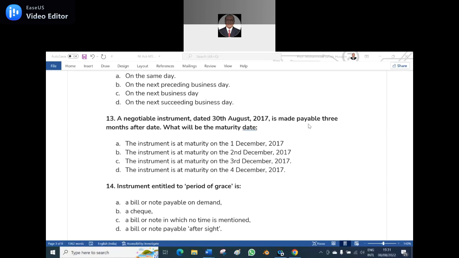Yes, sir. 13th question, a negotiable instrument dated 30th August 2017 is made payable 3 months after date. What will be the maturity date? Option A, the instrument is at maturity on the 1st December 2017. Option B, 2nd December 2017. Option C, 3rd December 2017. Option D, 4th December 2017. Option C. Yes, option C is the correct answer. 3rd December 2017 is the correct answer.